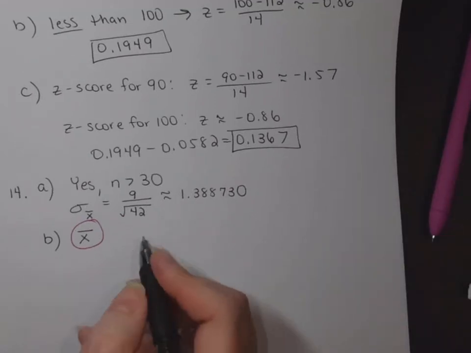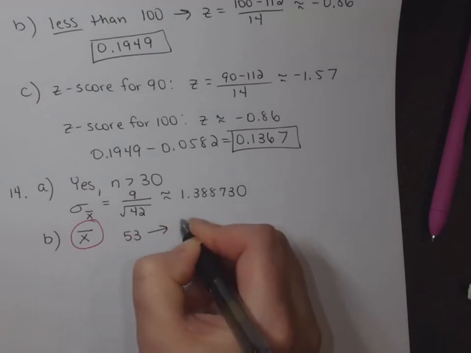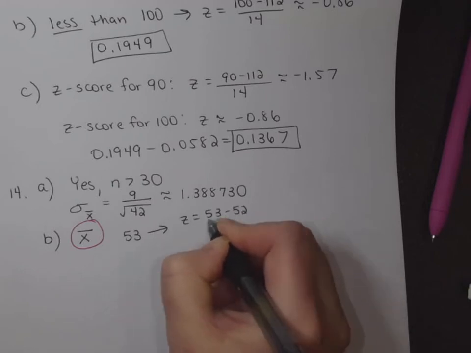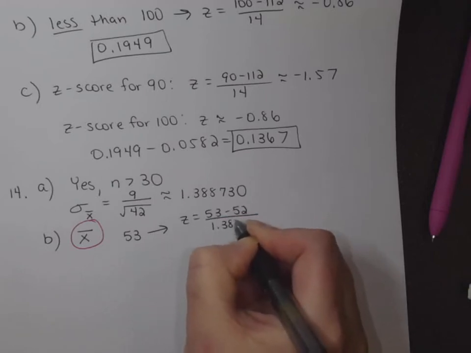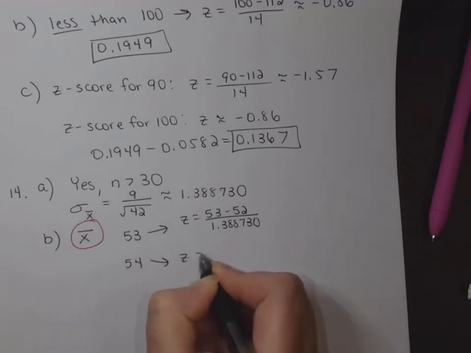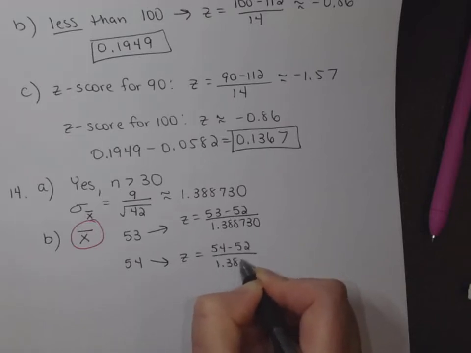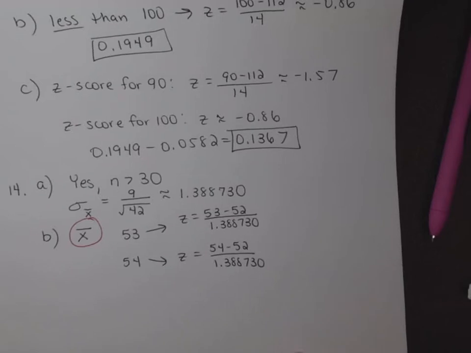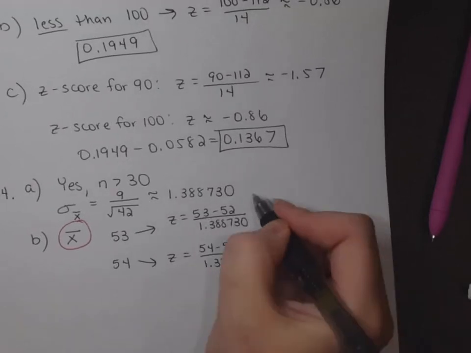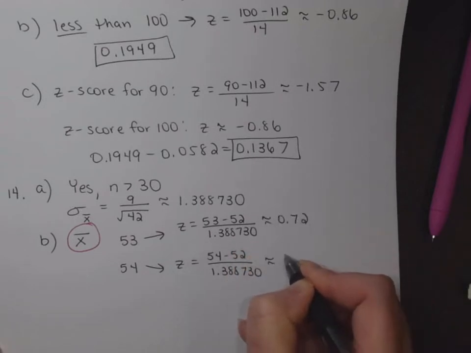So we want to go between 53 and 54. So it's going to be 53 minus 52, but then because we're doing X bar, we put it over this. For 54, we do the same. So we don't use the population standard deviation, we use the sample standard deviation. And then we look on the chart, as always, to find these values. So this one comes out to be 0.72. This one comes out to be 1.44.